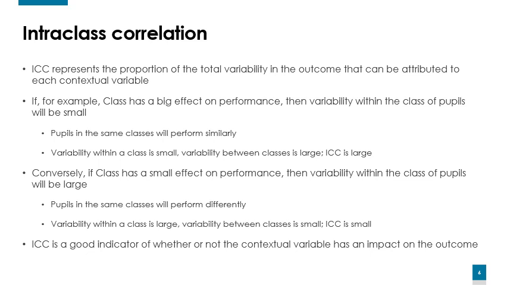Conversely, if the factor of class has a small effect on performance, then variability within that class of pupils is going to be really quite large. So pupils within the same classroom with the same teacher are going to perform differently on the standardized test. Therefore, there's going to be large variability within a class. The variability across classes is going to be smaller, and this is going to return a small intra-class correlation.